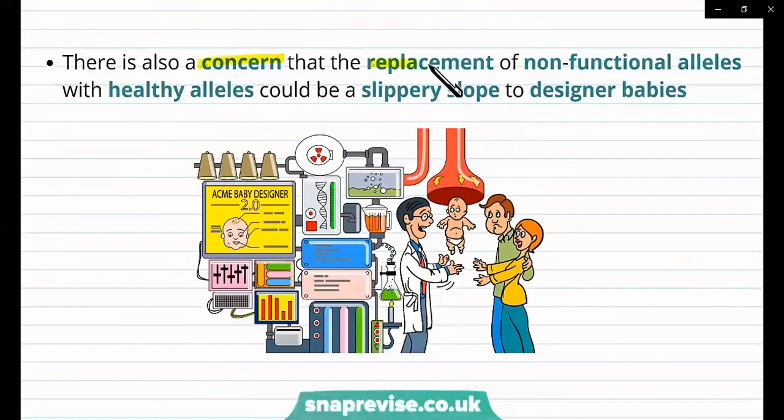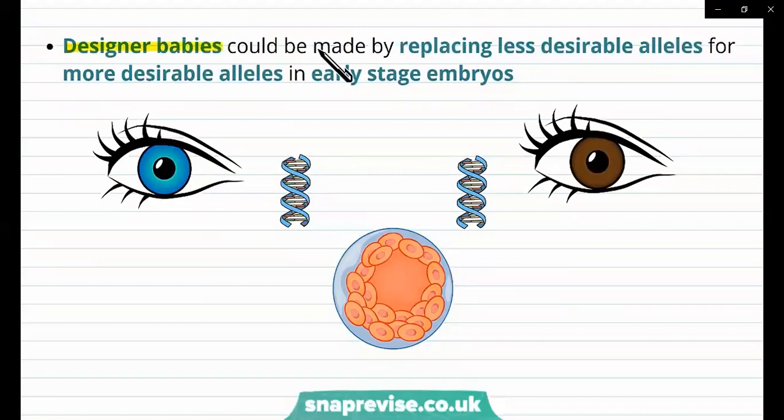There's also a big concern that the replacement of non-functional alleles with healthy alleles could be a slippery slope towards designer babies. Obviously it's important to make sure that natural selection still happens and that babies are born naturally. If we start mixing around different alleles and altering them, then this may impact the population in the future. Designer babies could be made by replacing less desirable alleles for more desirable alleles in early stage embryos, even if it's not crucial to their survival. For example, if parents were specifically asking for a baby with blue eyes, they might introduce the blue eye alleles and delete the brown eye alleles. Of course, if we mess around too much, this could have consequences in the future.